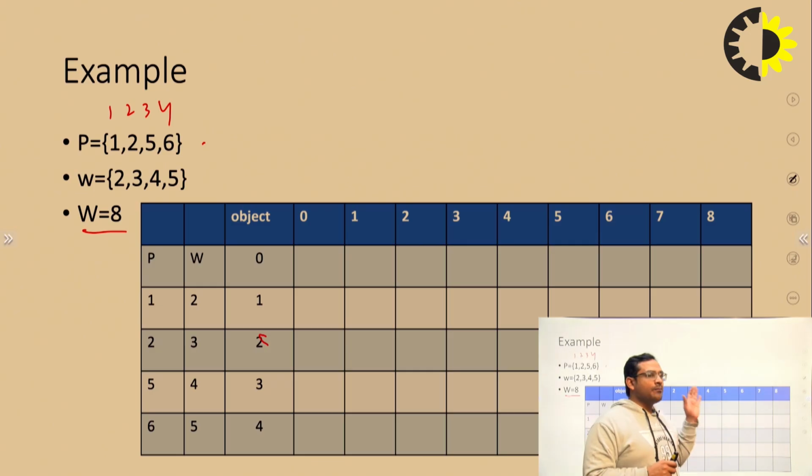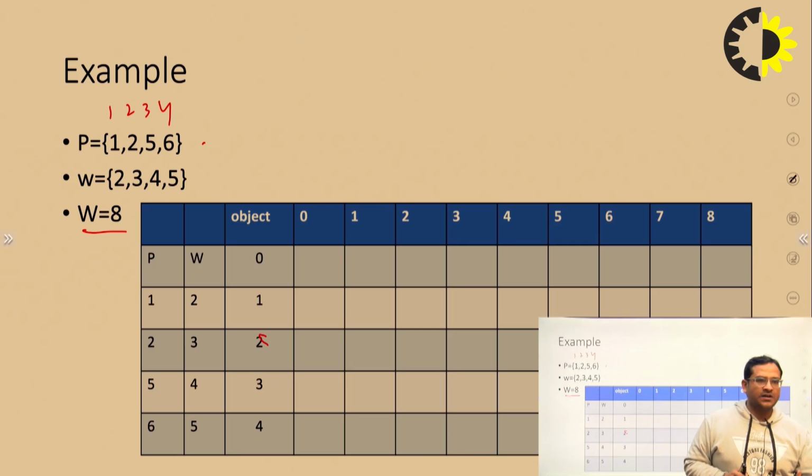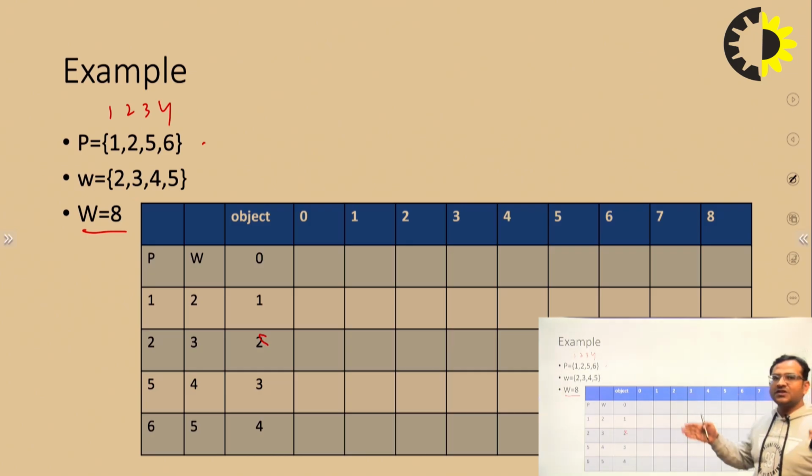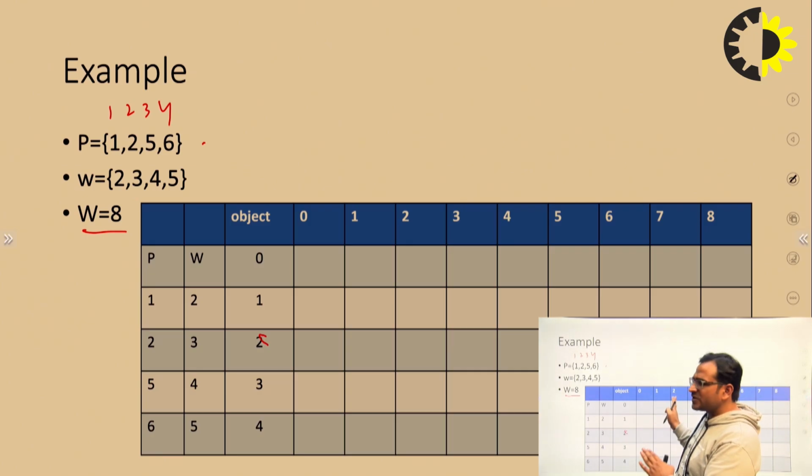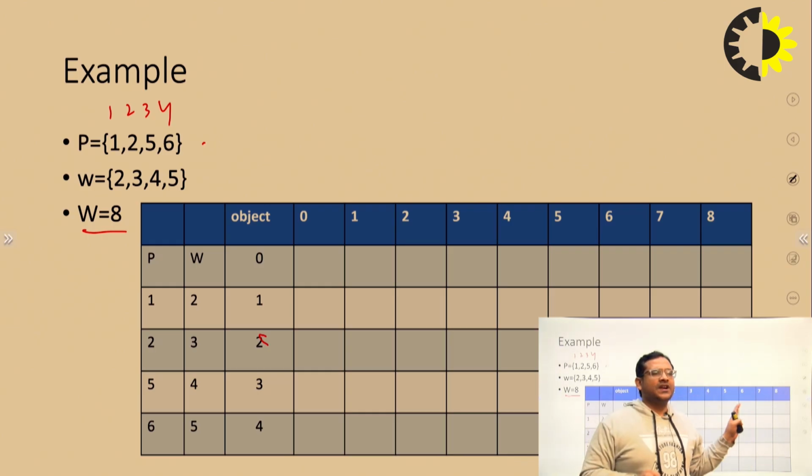And the number of columns you have to create: whatever size is given for the bag, you just create that number of columns plus 1. Suppose the weight is 8 here, so I am taking 9 columns initially, from 0, 1, 2, 3, 4, 5, 6, 7, 8. So this is the weight, and this is basically the weight table, or we can say the profit table.